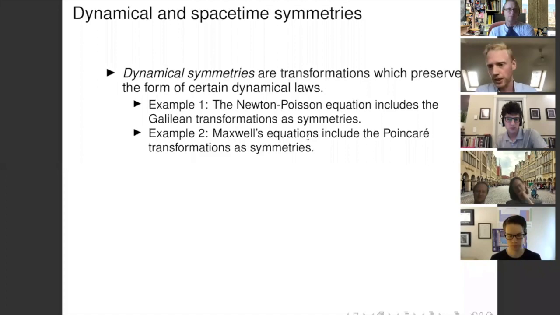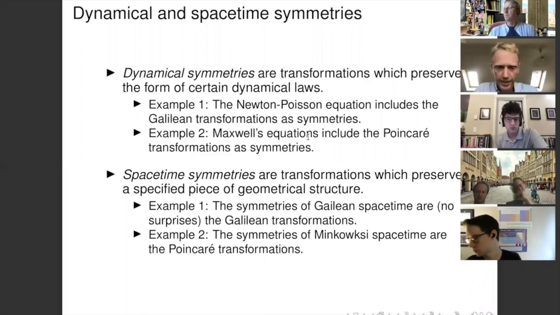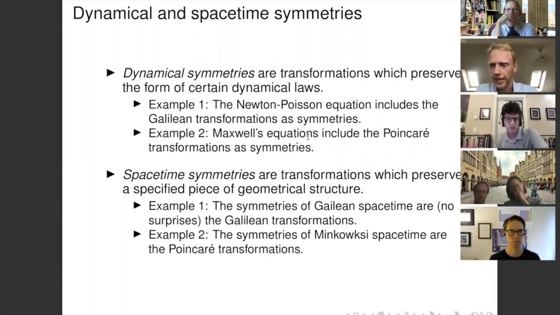Good. On the other hand, we have space-time symmetries. These are transformations which preserve a specified piece of geometrical structure. So the symmetries of Galilean space-time, what people often regard as being the right space-time setting for Newtonian mechanics, are the Galilean transformations; the symmetries of the Minkowski metric are the Poincaré transformations. So to see that, just think about the Minkowski metric and write it in diagonal form -1, 1, 1, 1, and then think about the coordinate transformations which preserve that form, and you'll find that they are the Poincaré transformations. So those are your space-time symmetries there.